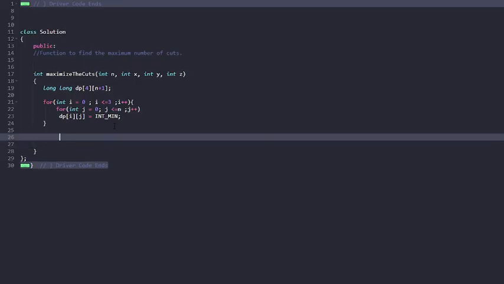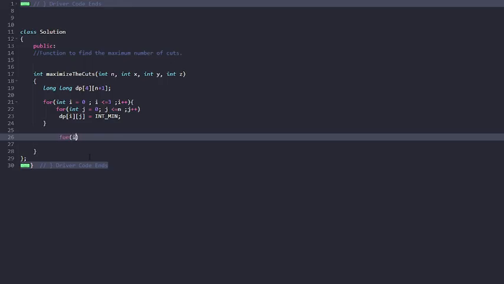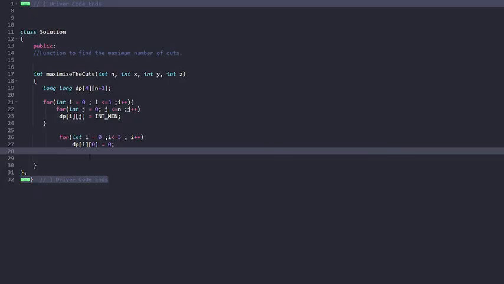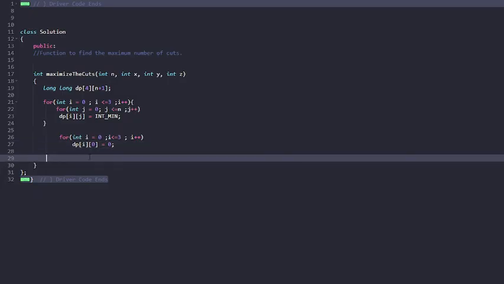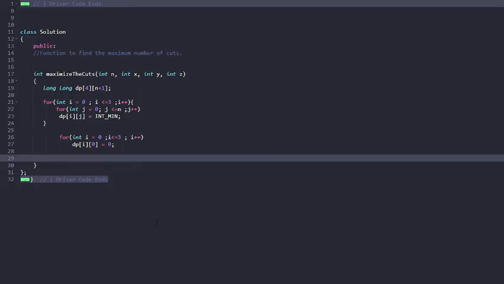Now, since I have filled all of these values with integer minimum, I have to initialize this base condition with 0, so I will do it explicitly. That means I will iterate this entire row, with i plus plus, and I will fill dp of i 0 equal to 0, right? Now our task is that I have to check for these remaining cells, because I have filled up this first row and this first column. I have to check for these remaining cells, the general cases.